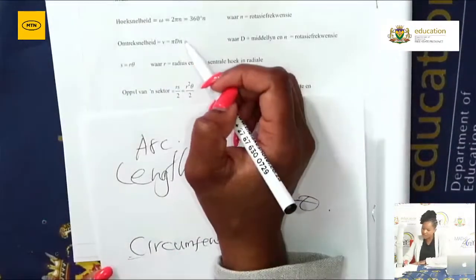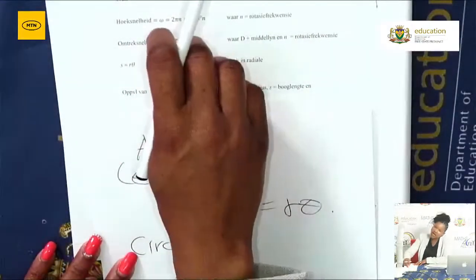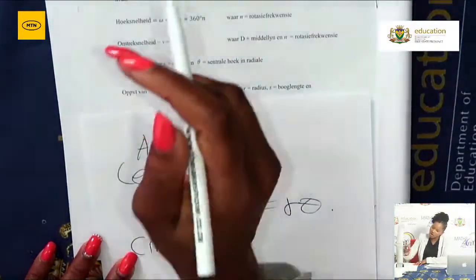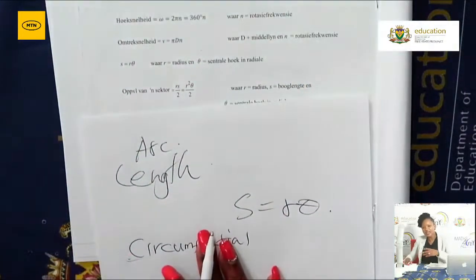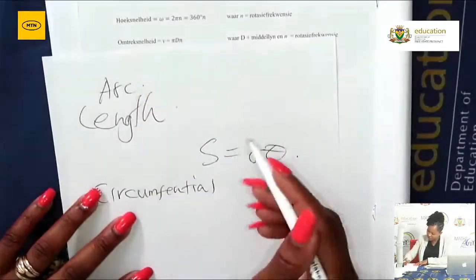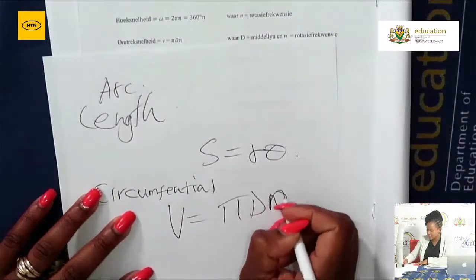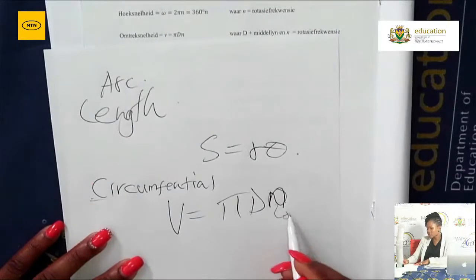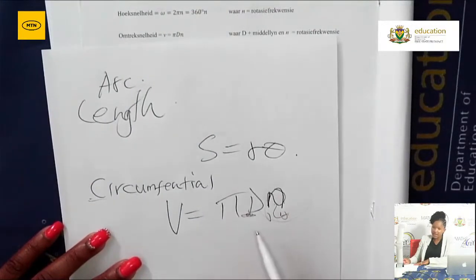Please ensure that when we work with this formula under question 10, your angle is in radians. So if the angle is given in degrees, convert it to radians and then substitute and then calculate. Now circumferential velocity, the formula is V equals pi dn. Remember that n is rotational frequency and d is diameter.